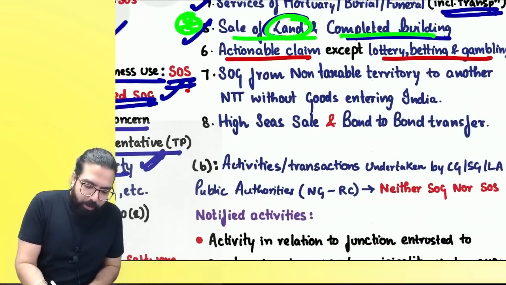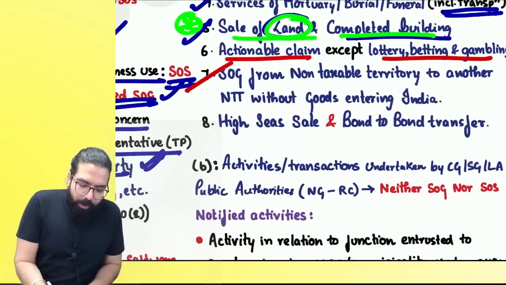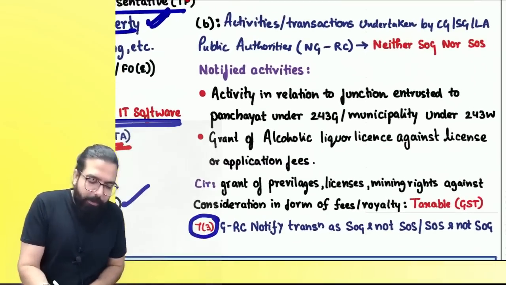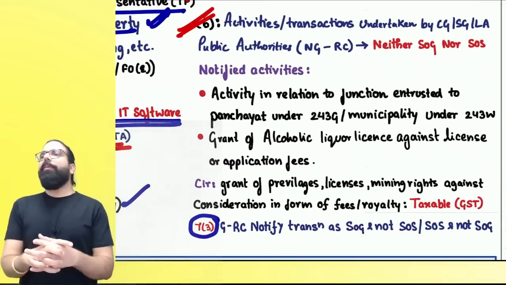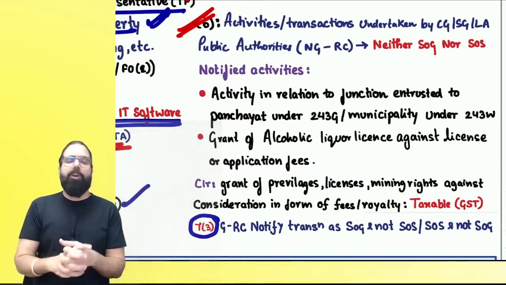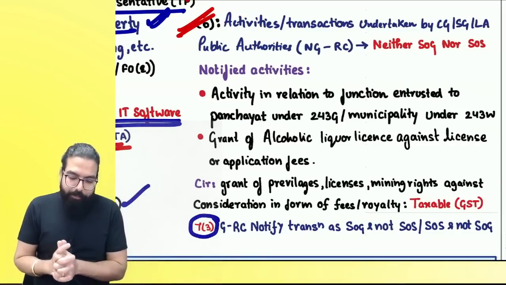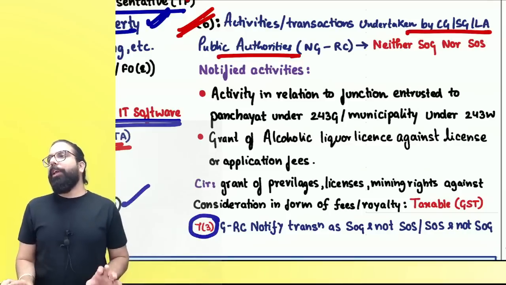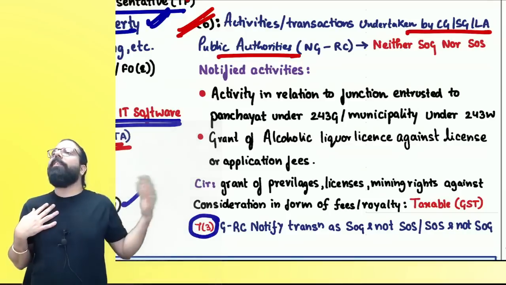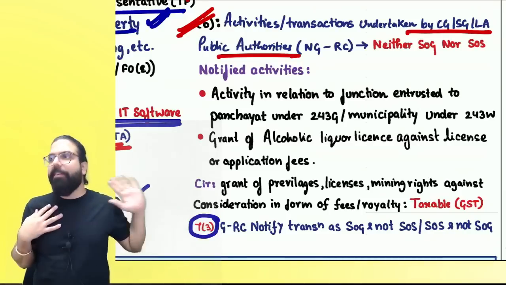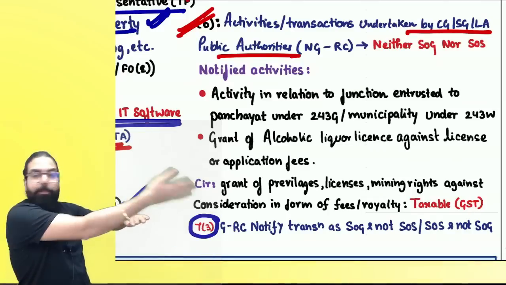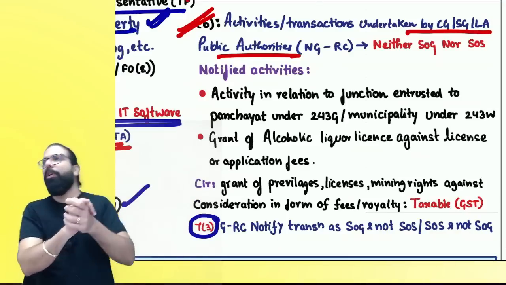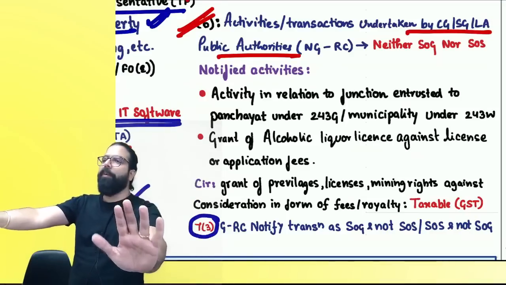The next one over here is, okay, this is done. And high sea sale and bond to bond transfer is also done. Can we go ahead, everyone? Section number 7(2)(b). What is section 7(2)(b) telling everyone? It talks about activities or transactions undertaken by central government, state government as public authorities. If they are acting as public authorities and undertaking a transaction for the public, and this activity is notified, then it will be neither supply of goods nor supply of service.